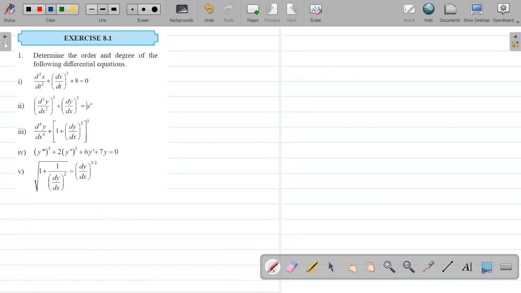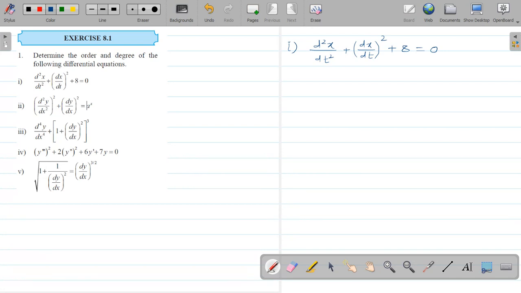Now the first differential equation is given. I will write here: d square x upon dt square plus, bracket dx by dt, bracket square, plus 8 is equal to 0. Here x depends on t. So the original function is x depending on t. Now we have to determine the order and degree of this differential equation.